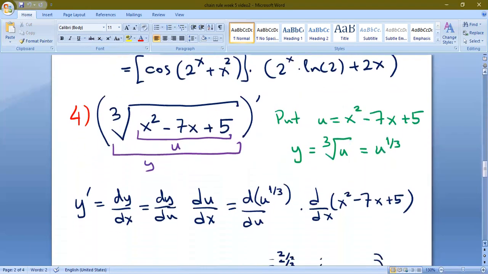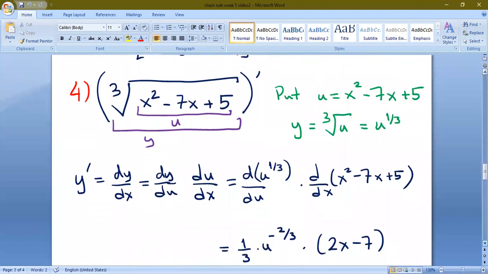Another example, let's say cubic root of x squared minus 7x plus 5. Well, the first function that takes x is x squared minus 7x plus 5, the polynomial, call it u. And then the second function is taking the cubic root of this polynomial, so call it y. u is the polynomial, y is the cubic root.